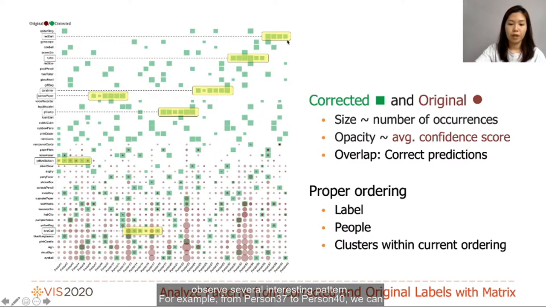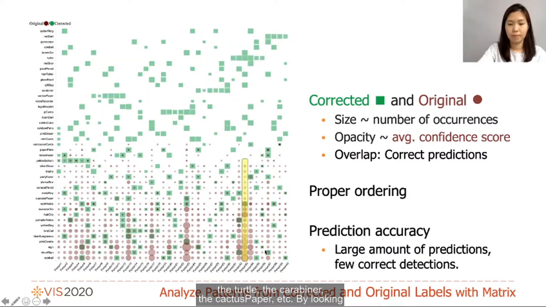For example, from person 37 to person 40, we can see they have the same object of red dot. Several clusters can be observed, such as the turtle, the carabiner, the cactus paper, etc. By looking at the overlap, we can have a rough idea of the accuracy of the prediction. For example, person 33. There is a large amount of predictions. However, there is only one overlap, meaning that the classifier is only correct about one class.